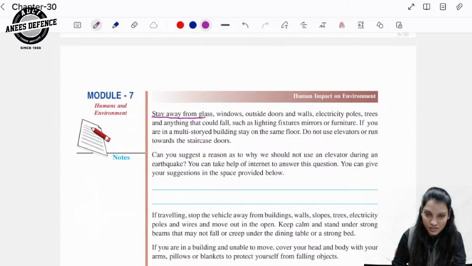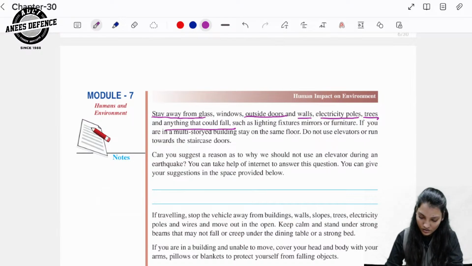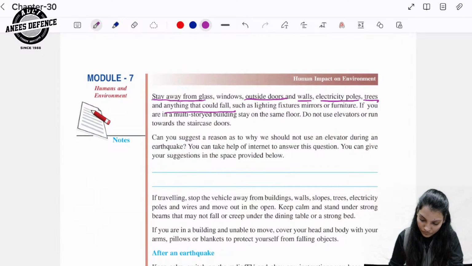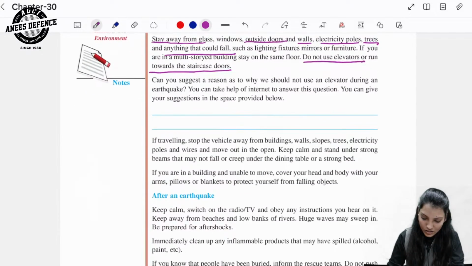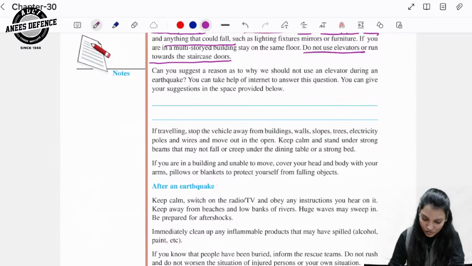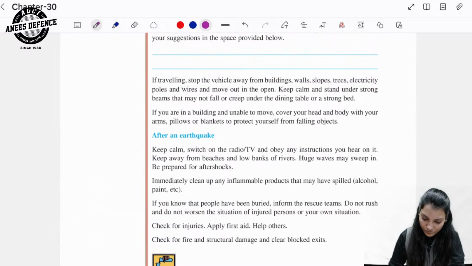Stay away from glass, windows, doors, walls, electricity poles, trees, anything that could fall on you. You should stay away from that particular structure. You should not use the elevator. You should not run towards the staircase door. You should stay away from heavy things which can fall on you. So these are the preventive measures for an earthquake.